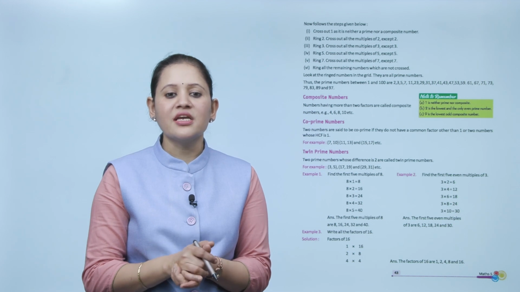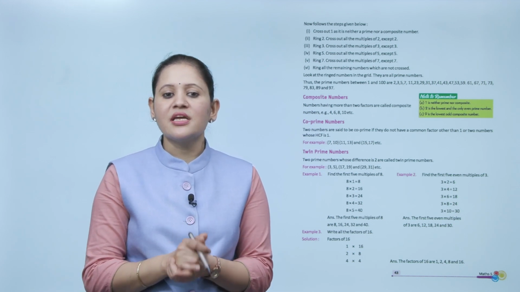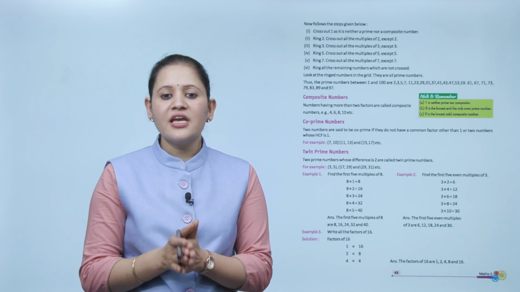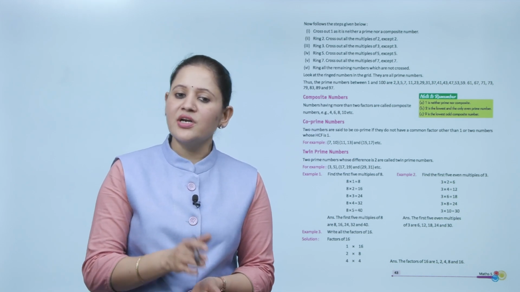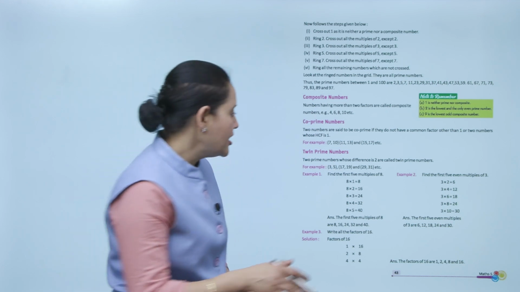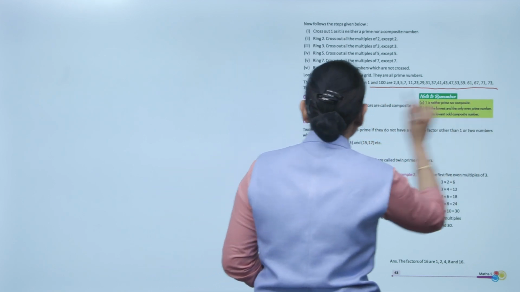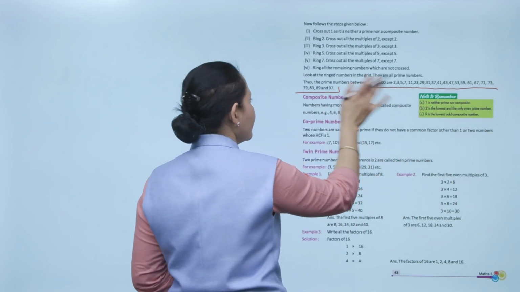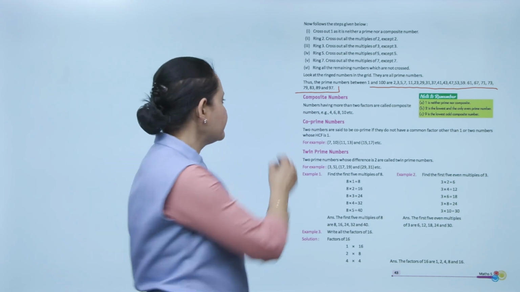Ring all the remaining numbers which are not crossed. Look at the ringed numbers in the grid. They are all prime numbers. Thus, the prime numbers between 1 to 100 are 2, 3, 5, 7, 11, 23, like this. So all these numbers are prime numbers between 1 to 100. Clear? Next is composite numbers.